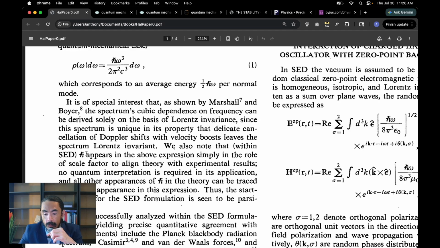So again, in this derivation of the angular momentum energy of the ground state of the hydrogen atom, the derived expression is m omega naught r naught squared equals h bar, and you could say, oh well, h bar, that is a quantum quantity, but really we're not doing any ad hoc quantization in the underlying physics here. So thus the starting point for the SED formulation is seen to be parsimonious.